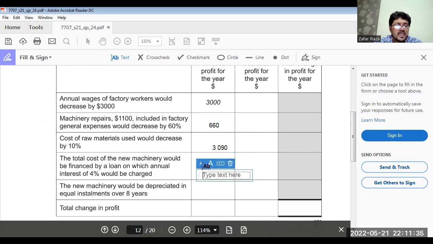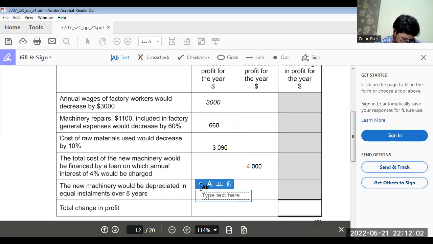Total cost of new machinery would be financed by a loan on which annual interest of 4% will be charged. So 4% is around 4,000. So profit for the year would be decreased by 4,000. The new machinery would be depreciated in equal installments over 8 years. So 100,000 divided by 8. So that would make depreciation.